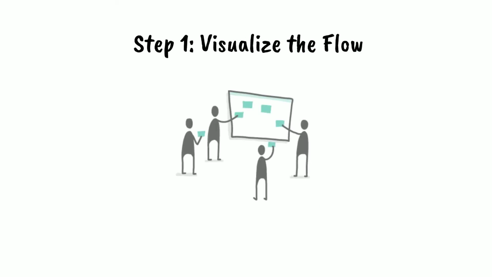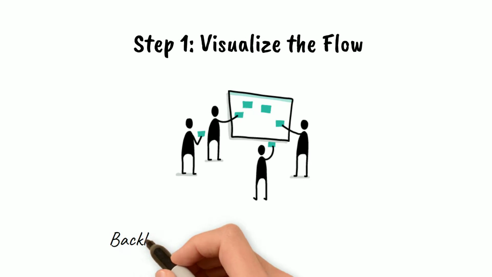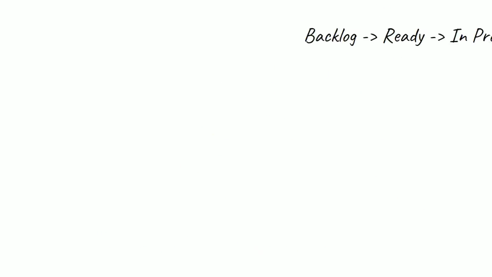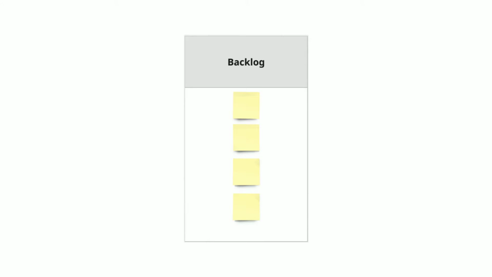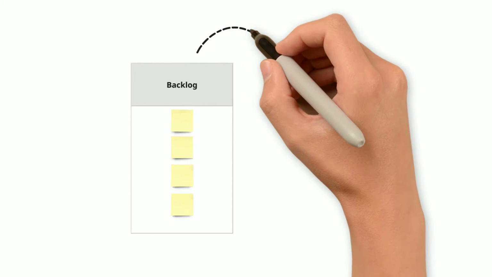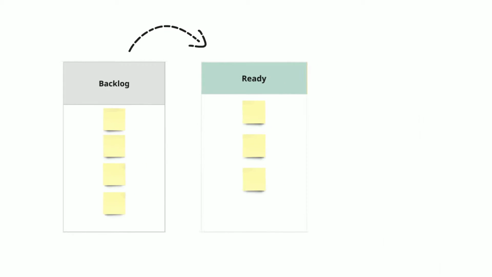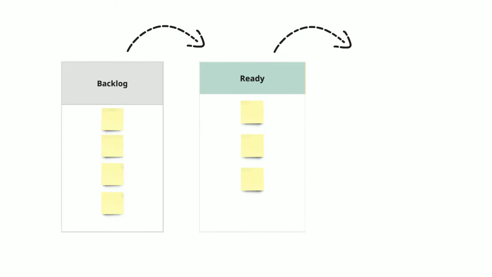The first step in Kanban is visualizing your flow of work. This can be captured as a board with columns. The board can be as simple as backlog, ready, in progress, and done. In the backlog column, you capture all the things you want to work on as cards. Once the requirements have been documented and understood and are ready to work on, they move to the Ready column. Usually the cards in the Ready column are already prioritized, reviewed, and refined by the team.